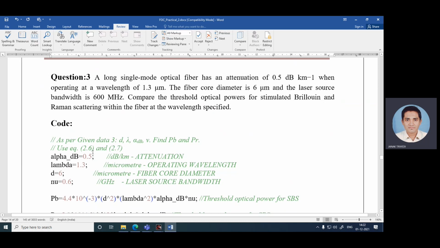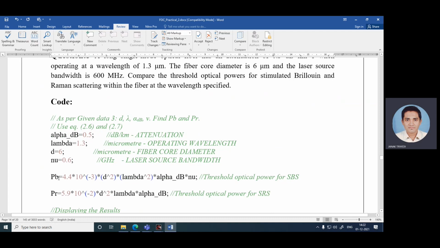So use equations 2.6 and 2.7 that are discussed in this module. Alpha dB is equal to 0.5 dB per kilometer attenuation. Lambda is equal to 1.3 micrometer operating wavelength. D is equal to 6 micrometer fiber core diameter. And nu is equal to 0.6 gigahertz, the laser source bandwidth.